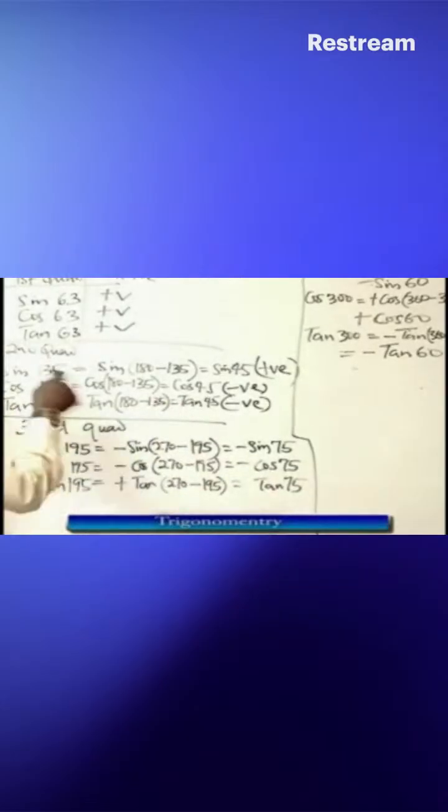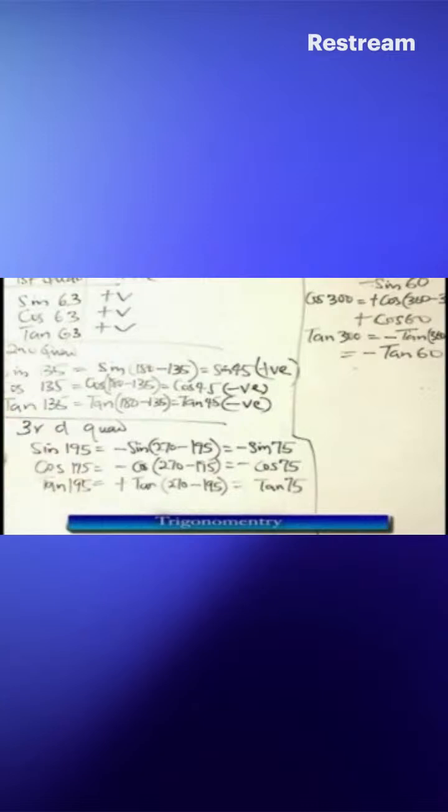But because of your knowledge of the first, second, third and fourth quadrants, you will know we have to apply the plus and the negative accordingly. So in the third quadrant, for angles that are over 180 but less than 270, you will put minus on the sine and the cos, and then for tan it will be positive.